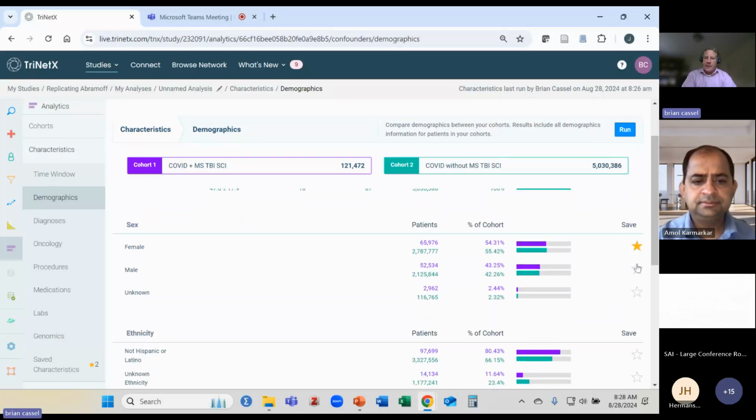Can do sex or gender. And just because I don't click unknown sex here doesn't mean those people will be excluded.